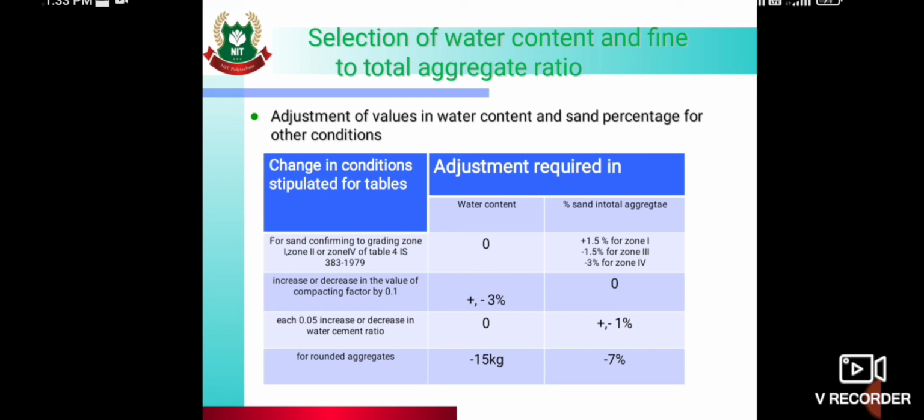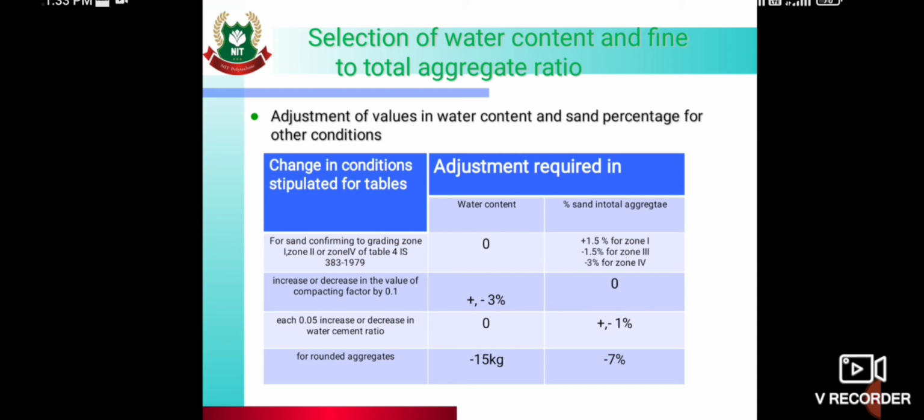Then the second condition, increase or decrease in the value of compaction factor by 0.1. If the compaction factor value increases by 0.1, then we have to add 3% to the water content. If the compaction factor value decreases by 0.1, then for every 0.1 we have to subtract 3% from the water content. Similarly, there is no need to make any change in the percentage of sand content for increase or decrease of compaction factor.